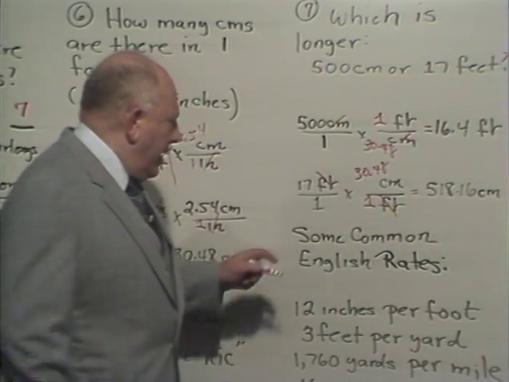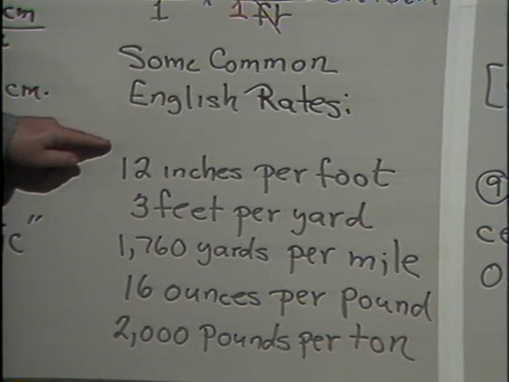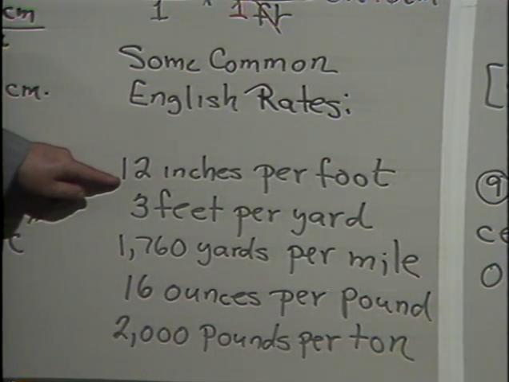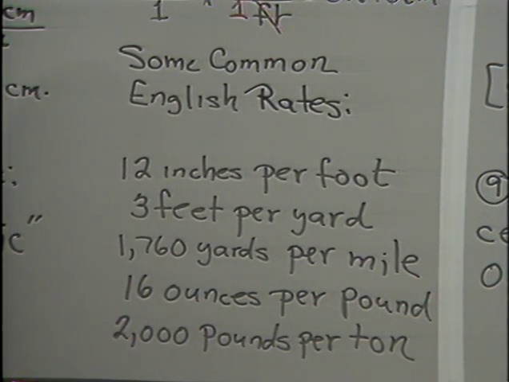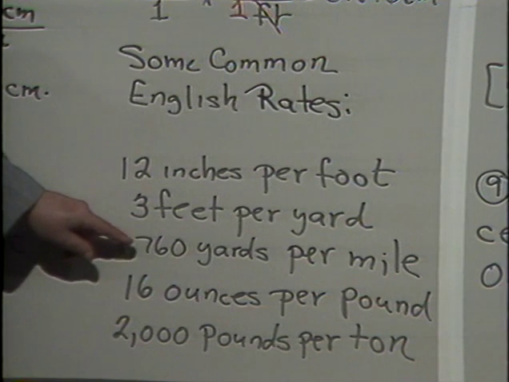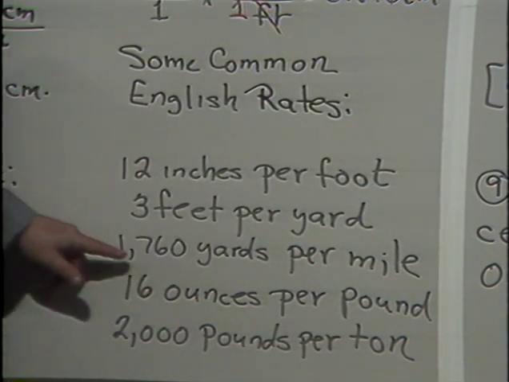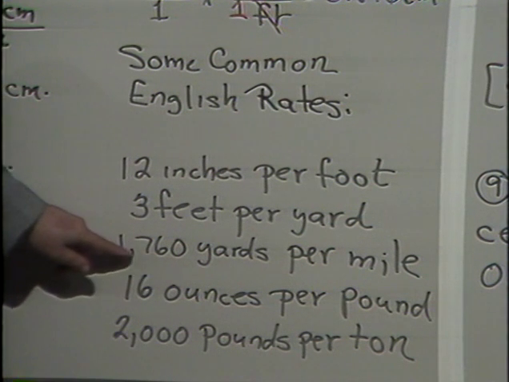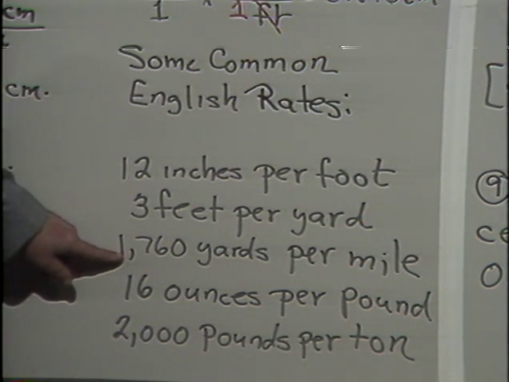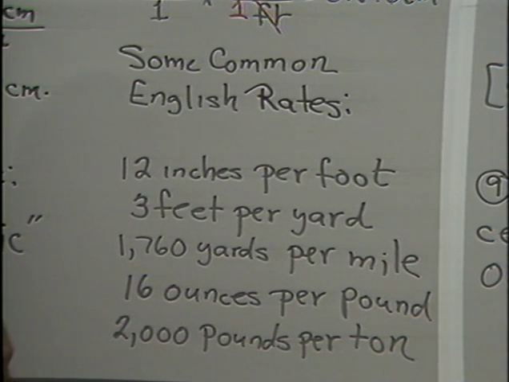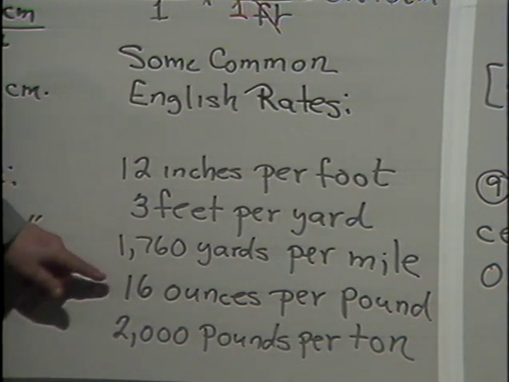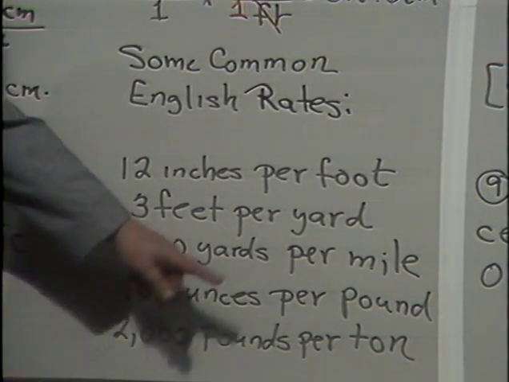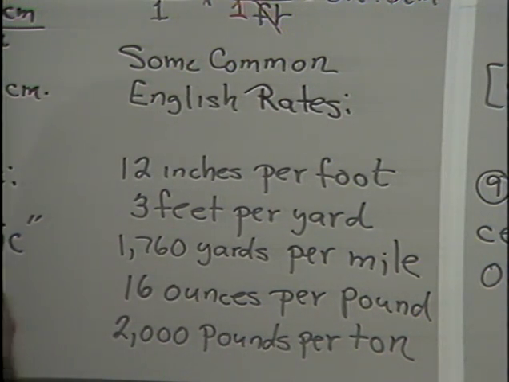And here are some common English rates that we'll be using throughout the course. There are 12 inches per foot, 3 feet per yard, 1,760 yards per mile, which some of you may have learned as 5,280 yards per mile. Those of you who run track may remember racing events called the 440 and the 880. Notice that 440 is 1/4 of 1,760. The 440 refers to 440 yards, which is 1/4 of a mile. The 880 is 880 yards, which is 1/2 a mile. At any rate, 16 ounces when we deal with weights are a pound, and 2,000 pounds make 1 ton.